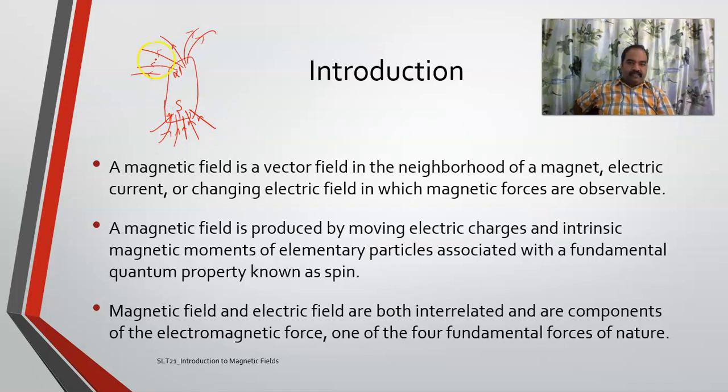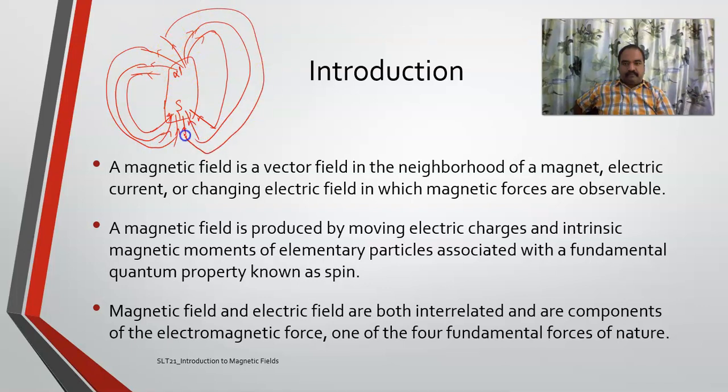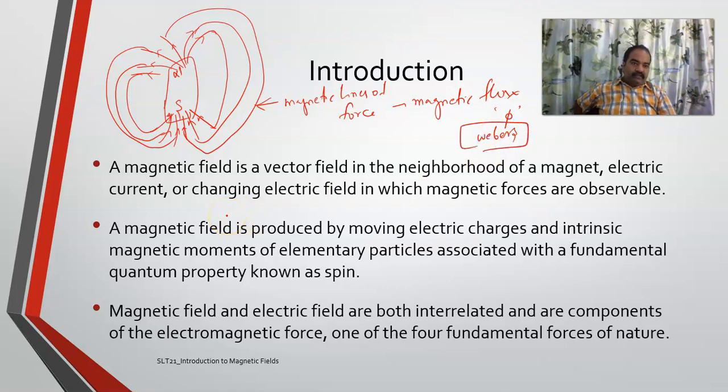So normally if there is a single bar magnet, we will draw it in this fashion, isn't it? And we might have seen that these are called magnetic lines of force. We might have done these experiments with iron filings on bar magnets, isn't it? And these are termed as magnetic flux, represented by the symbol phi and measured in Webers. Right, this is what we have learned in our secondary education or class 10.